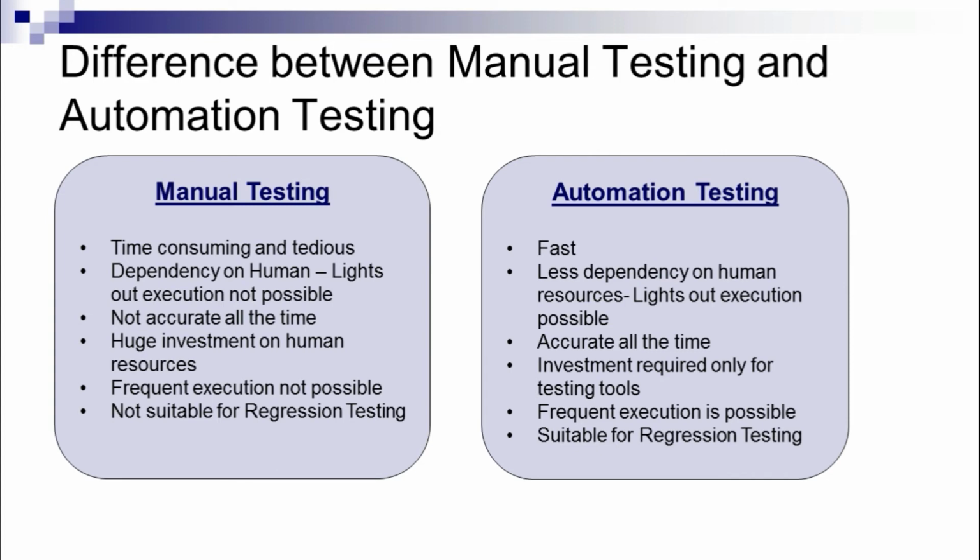Okay, next point. Frequent execution not possible, whereas in automation, frequent execution is possible. Quite understandable. I can't run a regression test suite 10 times a day if it has 50 or 100 test cases. But if I have got that regression test suite automated, then obviously I can run it as many times as I want.